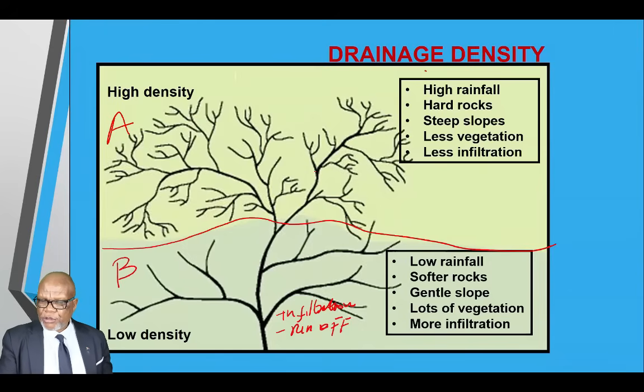And then at B, how did vegetation influence the density at B? Then you can say at B, there is more infiltration, because now there is more vegetation at B. Because of more vegetation at B, it resulted in more infiltration and less runoff. That is why we have lower density. So when you're looking at the factors that influence drainage density, number one, remember you have vegetation.